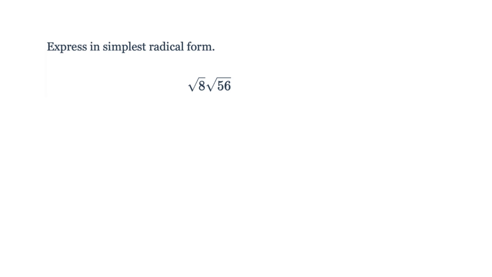All right, and this last one here, this is multiplication. So we're multiplying the square root of 8 times the square root of 56. Anytime you're multiplying things together, because they're both inside the square root, you can just rewrite it as the square root of 8 times 56 to start with. And now we need to identify any hidden squares on the inside.